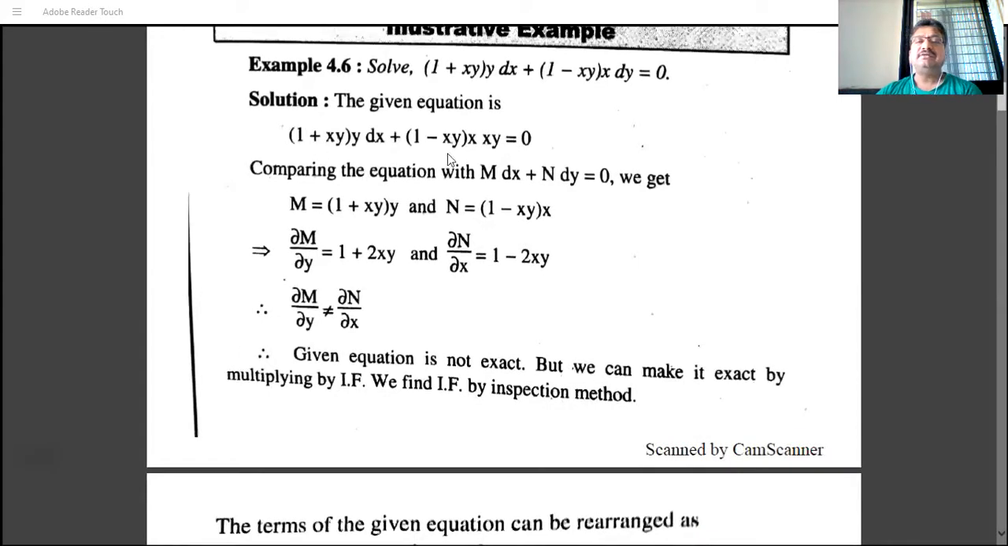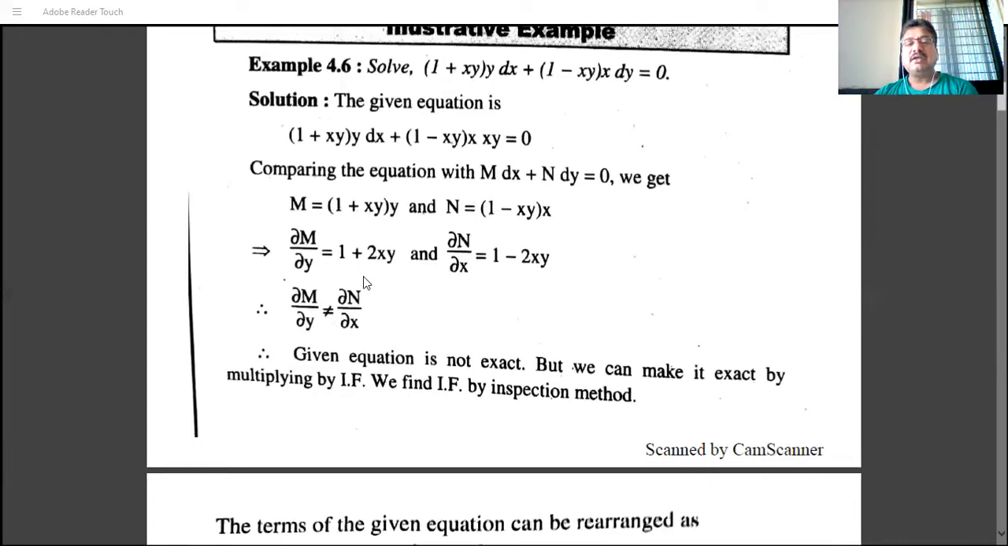Comparing this equation with M and N, M is (1 plus xy) into y, and N is (1 minus xy) into x. Here we write M as y plus x y square. Its derivative with respect to y is: the derivative of y is 1, and for x y square, x is constant and the derivative of y square is 2y, so 2xy. And for N, which is x minus x square y, the derivative with respect to x is 1 minus twice xy.